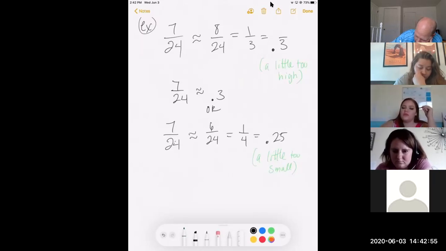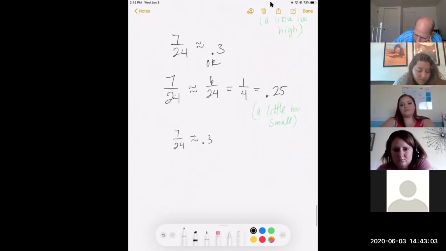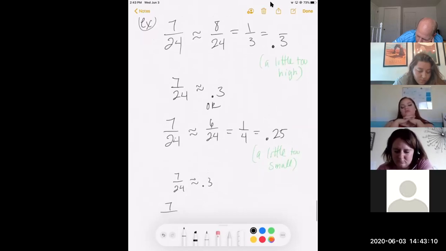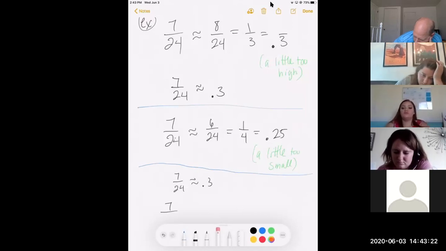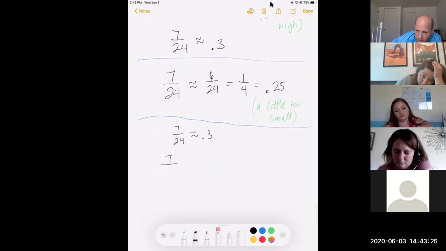Okay, so we have 7/24 then is about equal to 0.3. Go a little bit above 0.25. Any other thoughts? Did anybody manipulate the denominator? If you move the denominator up or down by a little bit, or a little bit more than a little bit, what would you get?